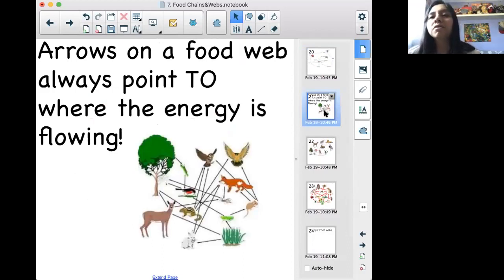And the arrows on a food web always point to where the energy is flowing. So it's not the predator eating the prey. You're looking at how the energy is flowing. So that's really important. So when you see the grass and a bunny, although the bunny is eating the grass, the energy is actually flowing from the grass to the bunny. So it's the energy. Where is the energy going?